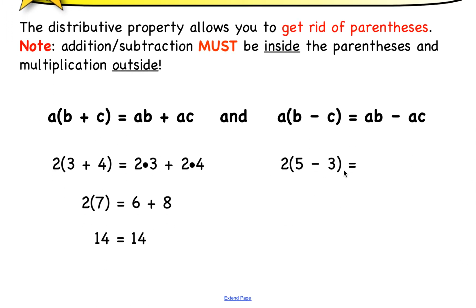Over on the right-hand side, why don't you pause the video and do this one on your own? All right, here's what you should have got. 2 times 5 minus 2 times 3, which is 10 minus 6, which is 4. Hopefully you got that right.